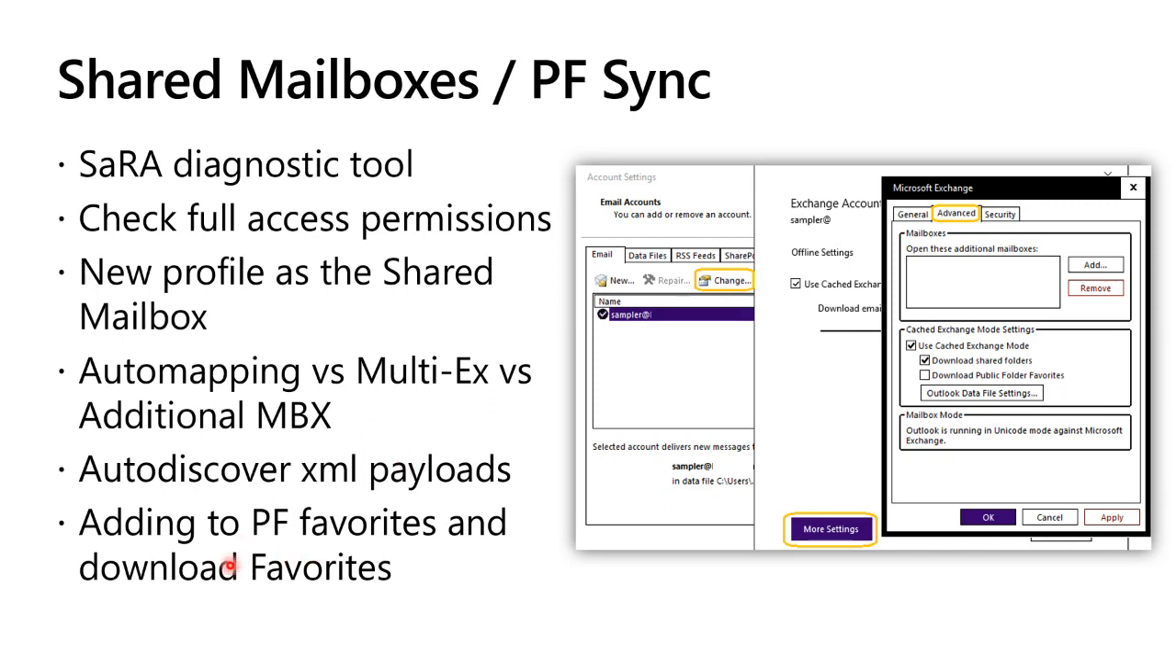And for public folder issues, we can try adding the public folder to favorites by right-clicking on the folder, and also enabling the download public folder favorites option, as shown in the screenshot here. This helps with delays in accessing a public folder. So all these steps would help us to isolate the issues and direct us in the right way.